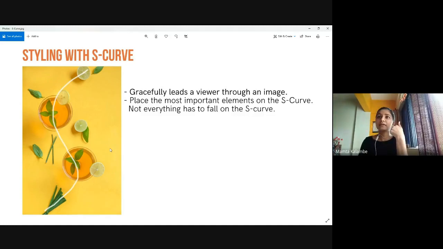What the S curve does is lead the viewer through your image, and it places the most important elements on the curve. If my main important elements are these two glasses and the tea that's in the glasses, that's why I have placed them on the curve that you can see. The other elements are obviously around the curve, but you have to make sure that only the main elements are placed on the curve.